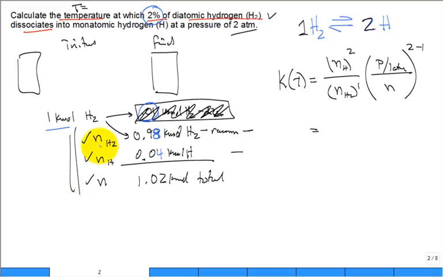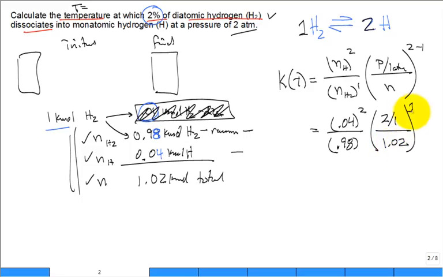So for this problem, I know conceptually I started with 1 kilomole of diatomic hydrogen, but conservation works. So let's just substitute our numbers. What we'll have is 0.04 squared. Did I do that right? Divided by 0.98. The pressure is 2 divided by 1, divided by 1.02. Did I do that math right? Do you agree? To the 1 power. Do you have a calculator? Somebody want to run that for me real fast?